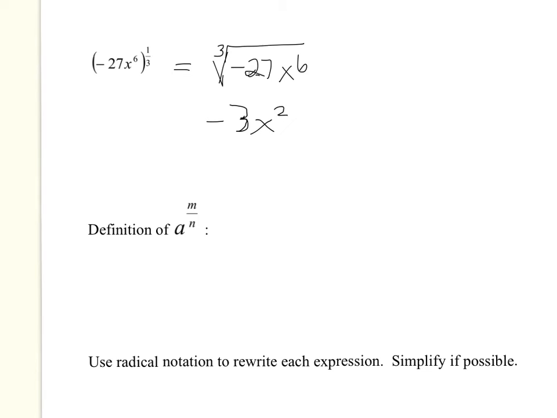Again, you can look at these indices and just divide them. Or, like we said earlier, x squared times x squared times x squared. Add those exponents and you would get 6.